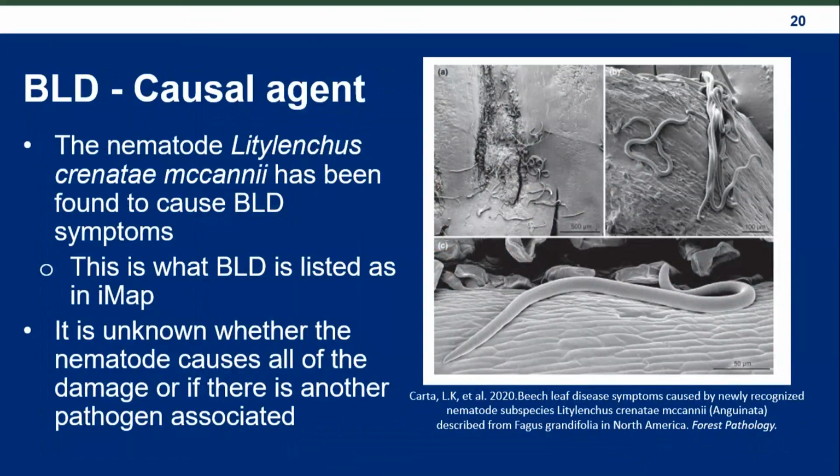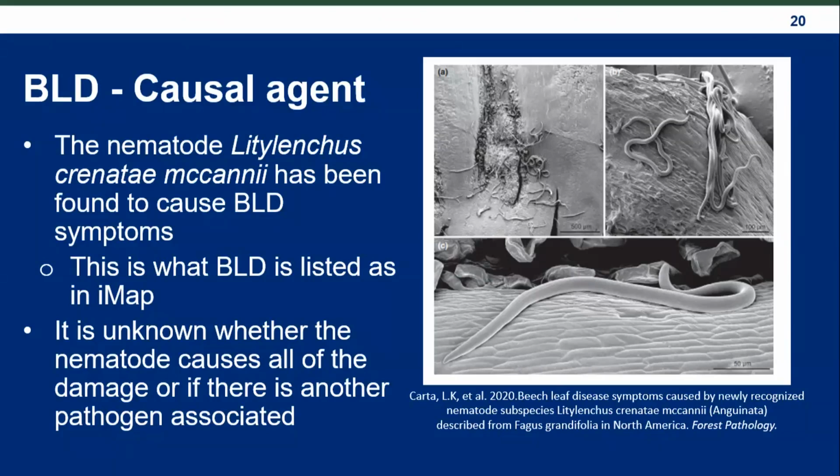Okay, since beech leaf disease has only recently been recognized, its biology and vectors are not well understood. There is still much unknown and research is ongoing. Research by CARTA found that the foliar nematode Litylenchus crenatae mccannii causes beech leaf disease symptoms, but it is unknown whether the nematode causes all of the damage or whether it associates with a pathogen such as a virus or bacteria or fungus. The cause of its spread is also unknown. Birds and or human spread are 2 theories.